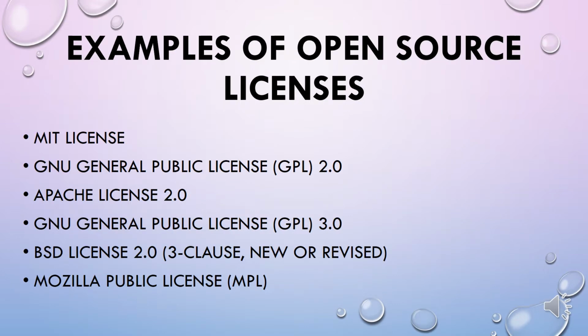So what exactly are some examples of open source licenses? Here we have the MIT license, GNU or the General Public License GPL 2.0, Apache License 2.0, GNU General Public License GPL 3.0.